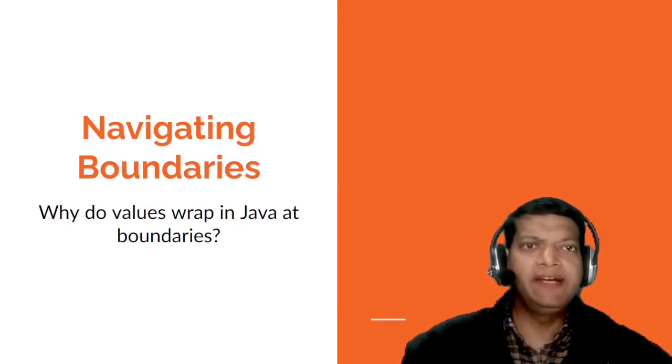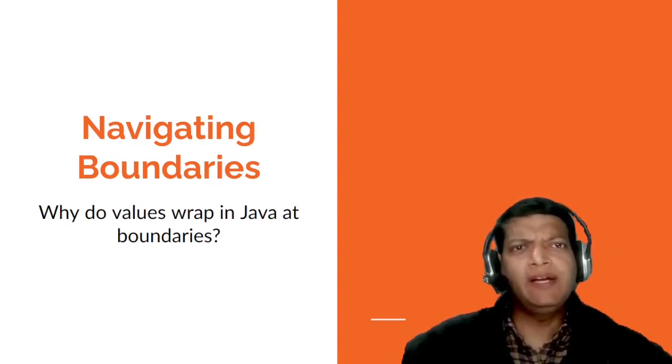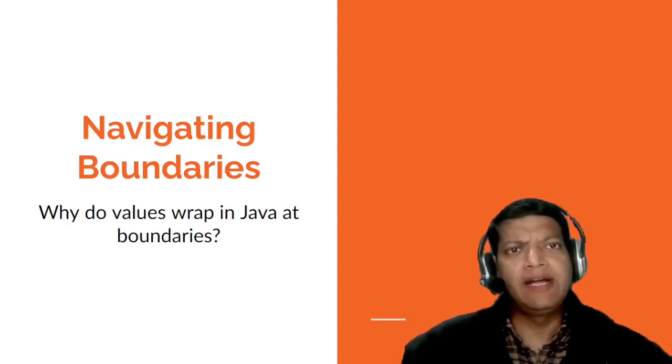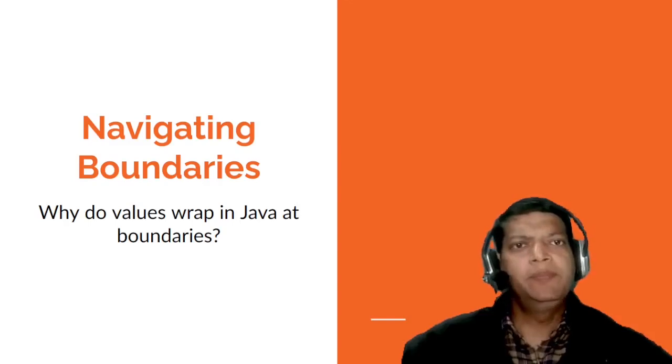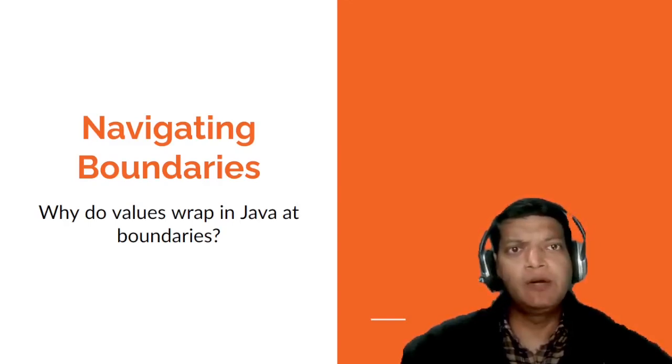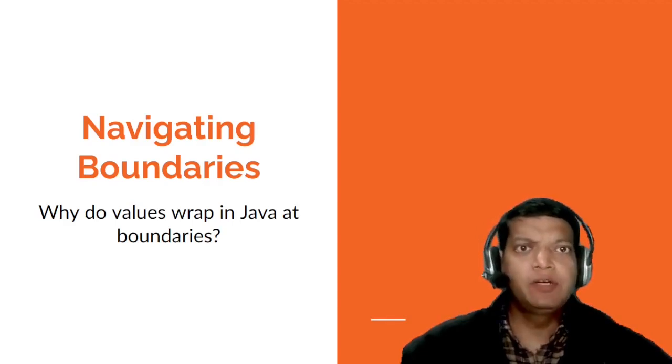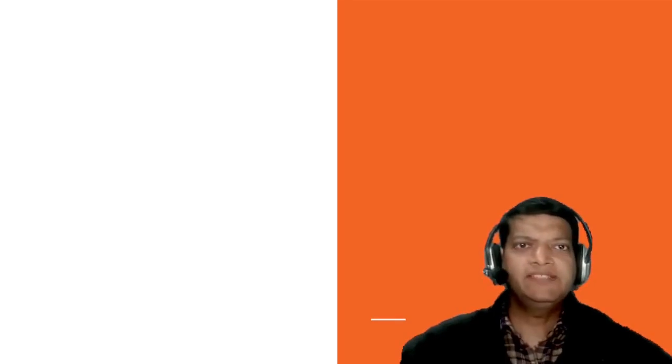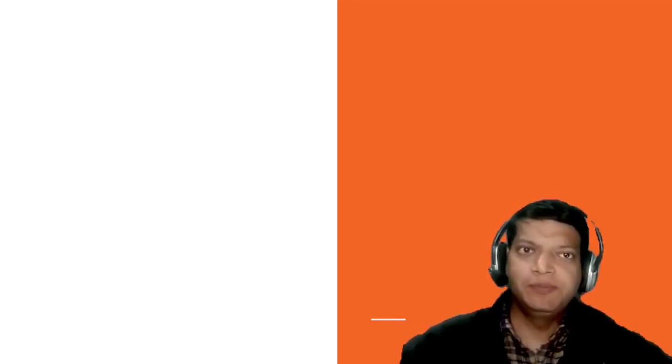In this video, Navigating Boundaries, we'll see why values wrap around in Java at the boundaries. In a previous video, we saw that the values of integer variables wrap around to the other side when we cross the boundaries. In this video, we'll see why that happens. Let us have a quick recap in case you have not seen the previous video.